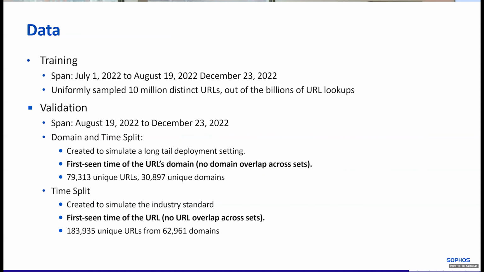So a bit more specific things about the data. We sampled 10 million URLs from our telemetry, from half a year of data. We constructed the validation set from August to December, both validation sets, both test sets. So the time split was constructed based on the first in time of the URL, and the domain and time split was constructed on the first in time of the domain. And as you can see, since this is a manual process, there aren't that many unique samples in the domains.